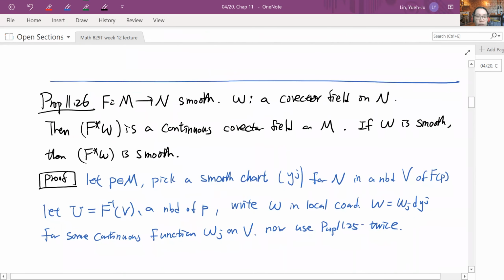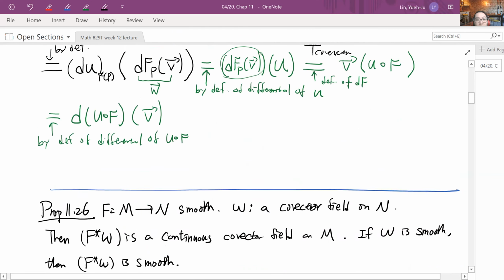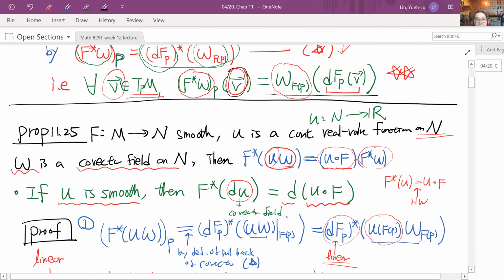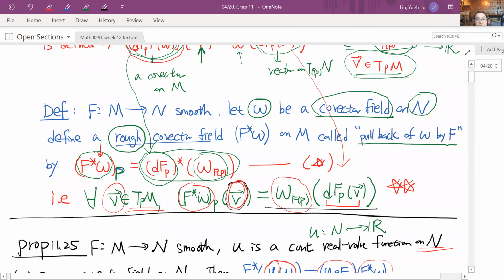Another thing I want to quickly justify before we see an example is that back then, when we pulled back a covector, we said that initially we only know it's a rough covector field. So F star W is a rough covector field, meaning we don't know whether it's actually a smooth covector field or not.